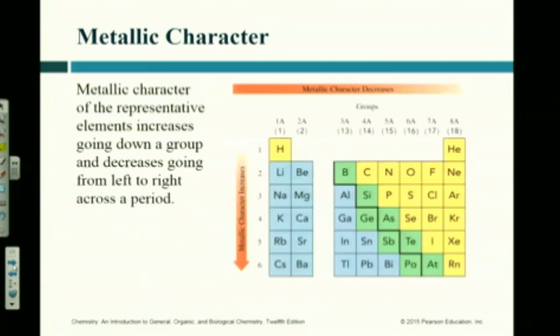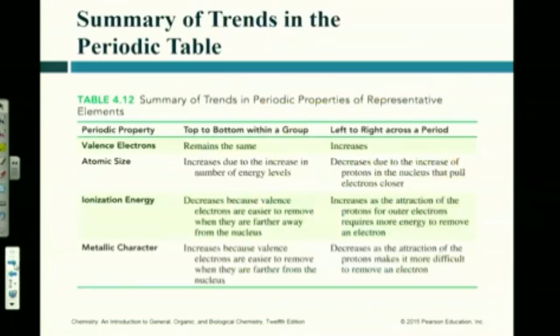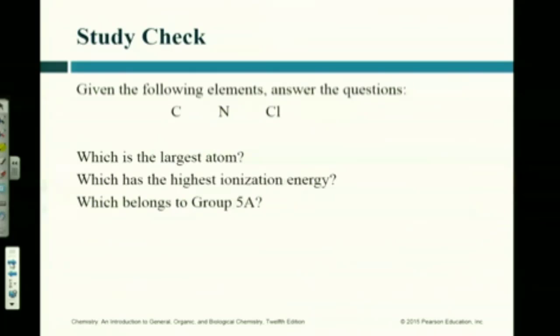So, metallic character increases as you go down, just like atomic radius did, and it decreases as you go across, just like atomic radius did. The least metallic element is fluorine. We're going to exclude the noble gases. Now, this table just summarizes all that stuff. I'm not gonna read it to you. It's in the book as a summary. I'm gonna change this slide because I don't like this.